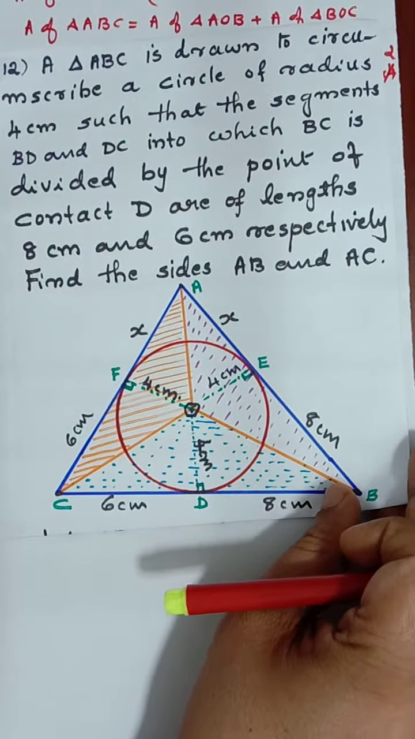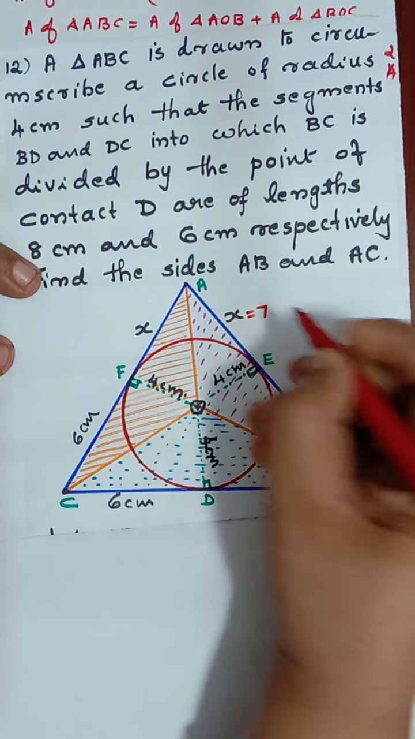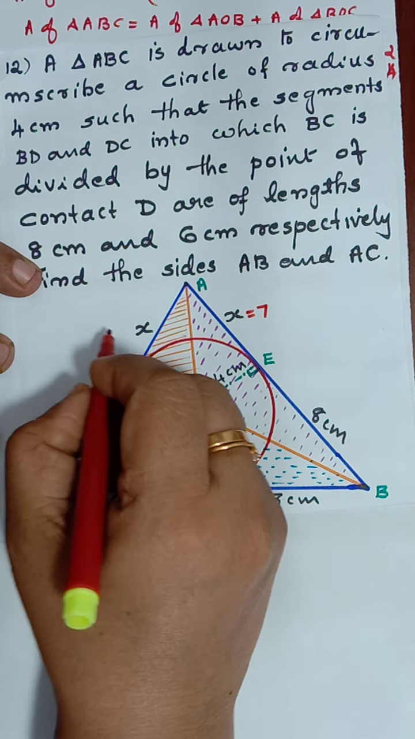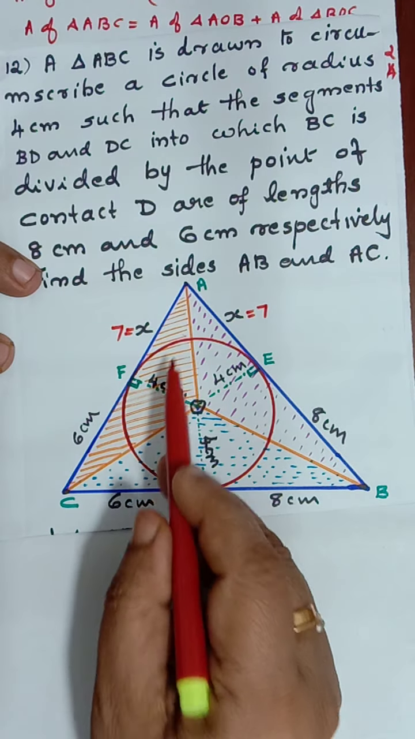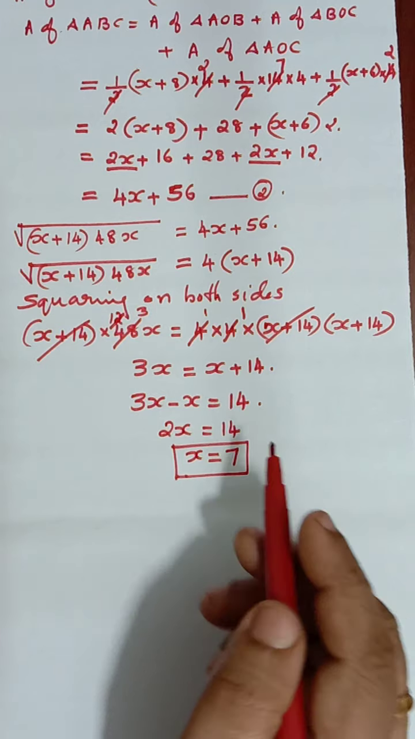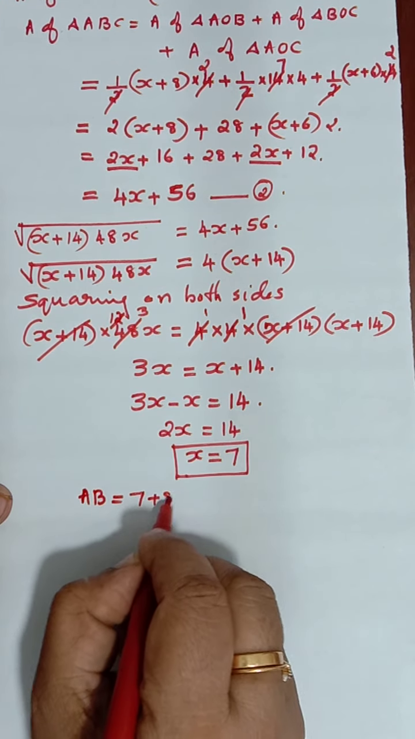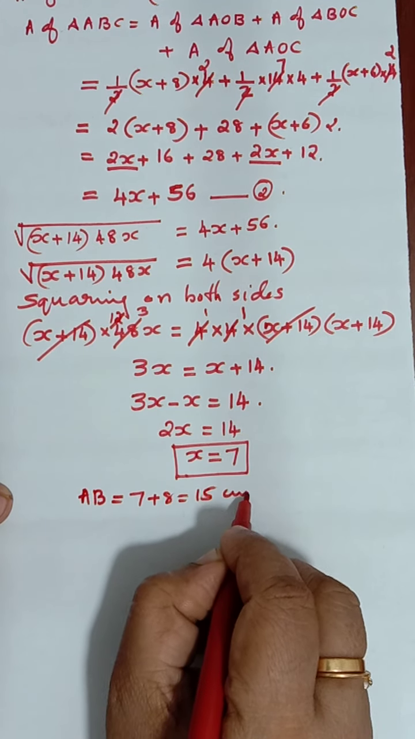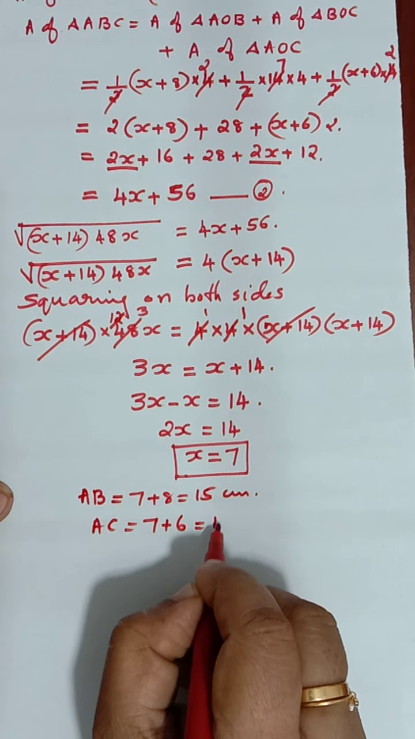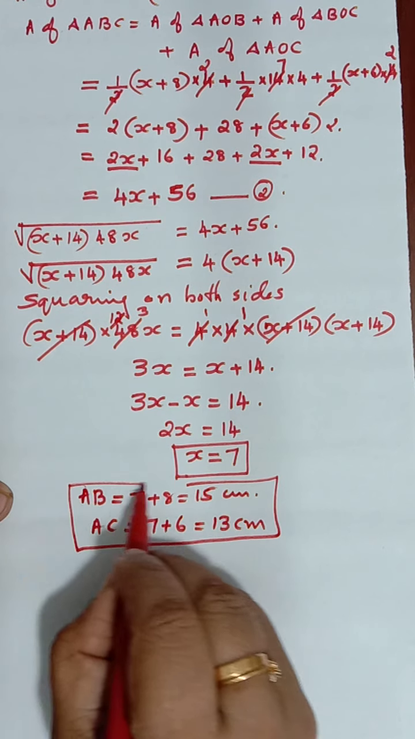You can see the figure again. x is equal to 7, which means AB is equal to 7 plus 8, 15. Again here also this will be 7. AC is equal to 7 plus 6. That is how we can find both values. Here the conclusion: AB equal to 7 plus 8, 15 centimeter. AC is equal to 7 plus 6 equal to 13 centimeter. These are our answers.